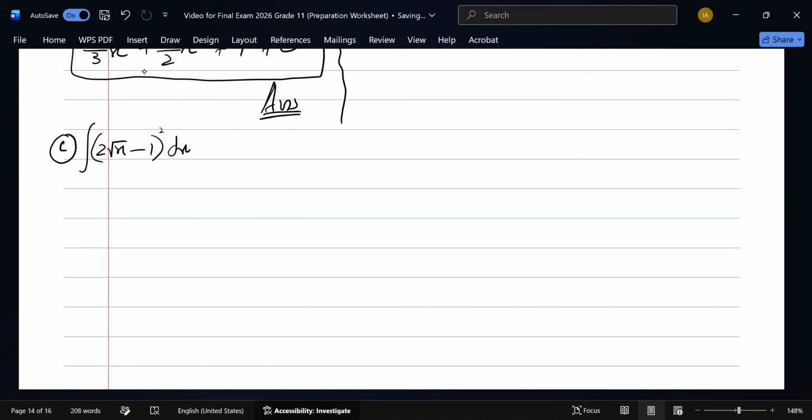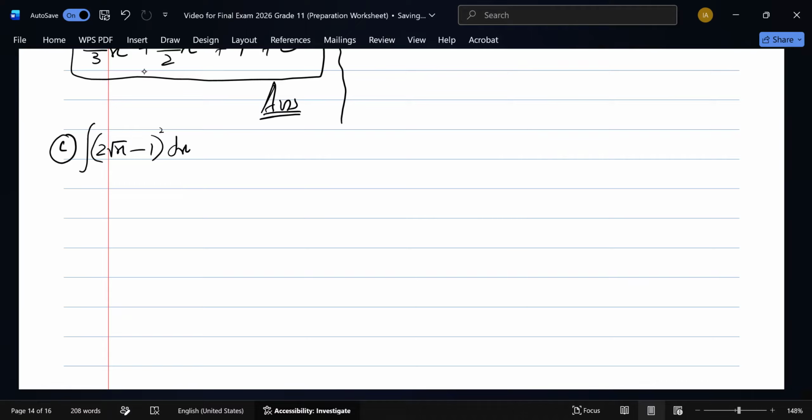Why? Because for this, your x must have power plus 1. But right now, there is no power 1 on x. The power is half, which is not 1. That's why we cannot use the bracket integration. In this case, the only option is to expand the bracket and then we can integrate.